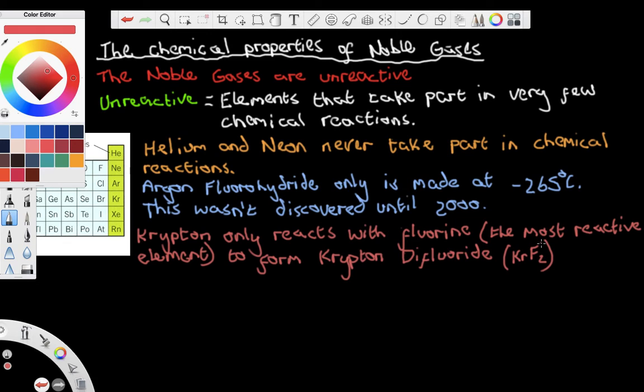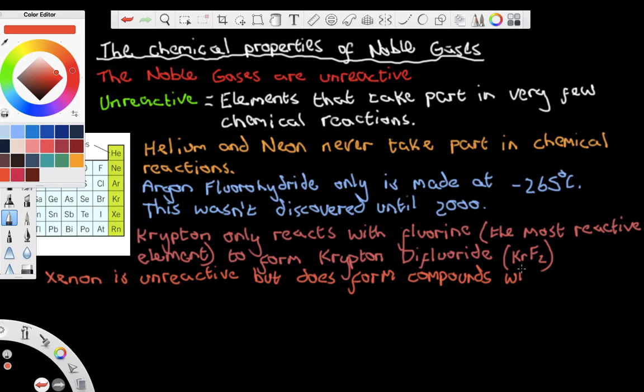Xenon is very unreactive, but it does form compounds with fluorine and oxygen. So we can say that xenon is unreactive but does form compounds with oxygen and fluorine.